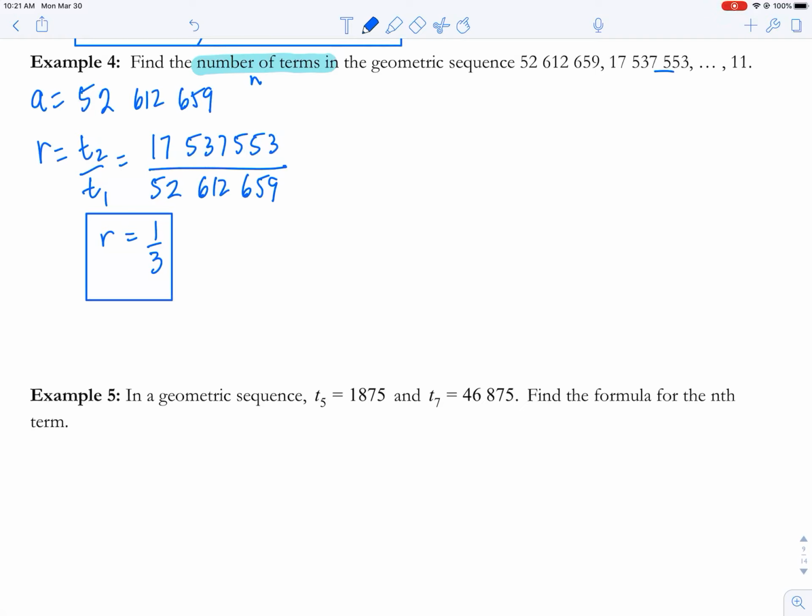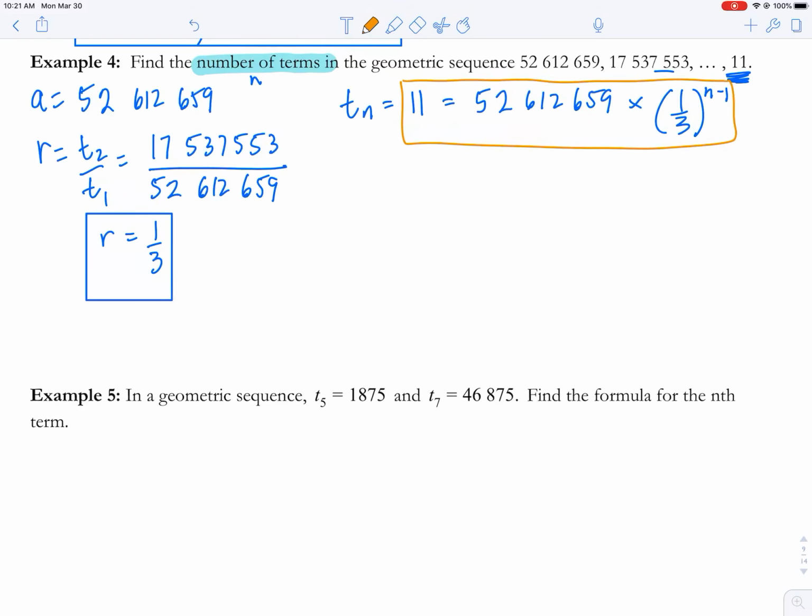If we were to write out the nth term, or the general term, t to the n equals, we're trying to figure out how many terms will get us to 11. So t to the n equals 11. That's going to be A, which is 52, 612, 659, times 1/3 to the n minus 1. And this formula right here is what we're going to solve to find n. And we're going to have to use logs to find it.